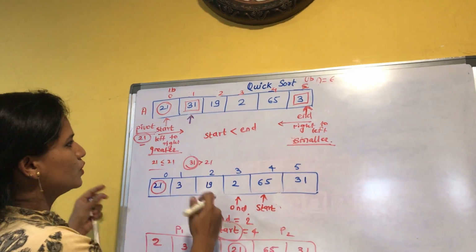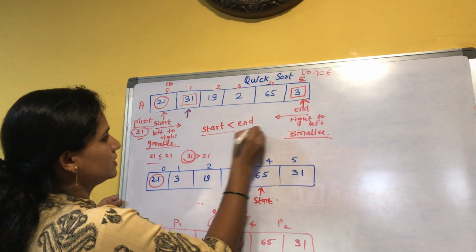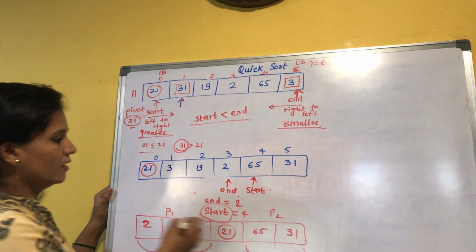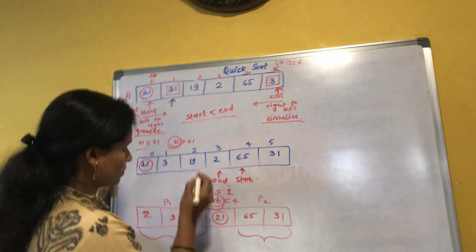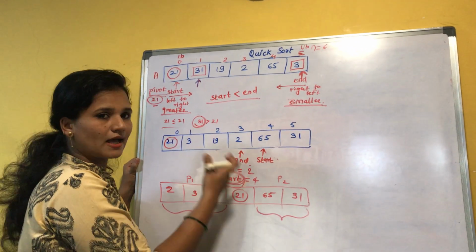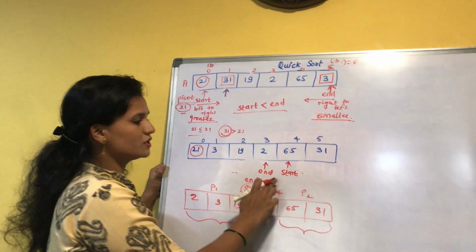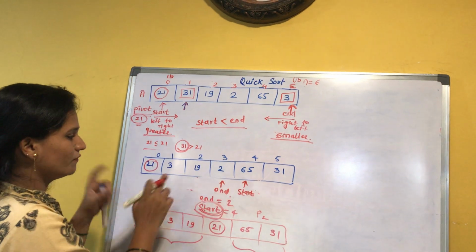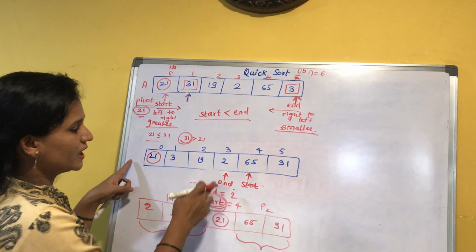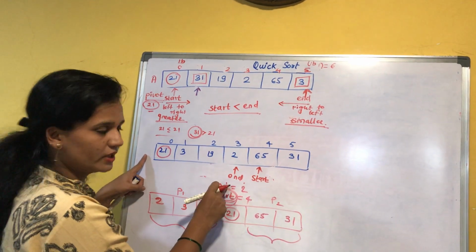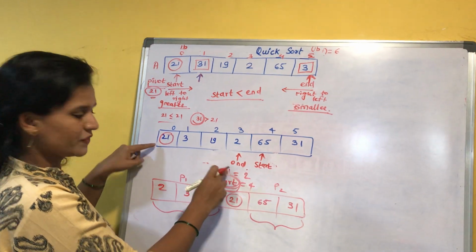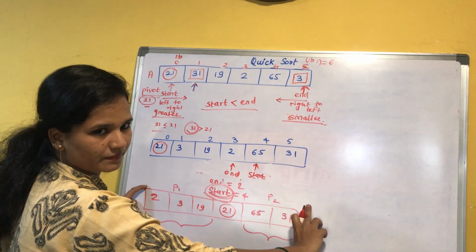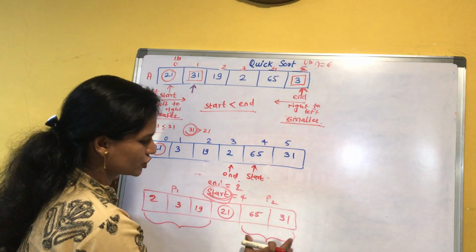Okay, we have to keep in mind this condition. Here we have crossed, or we can say start has crossed end. That's why we haven't swapped the element which is present at start and the element which is present at end. Instead we have swapped the element which is present at end position and the pivot element. Okay, so that's why we have got this array. This is partition 1, this is partition 2.